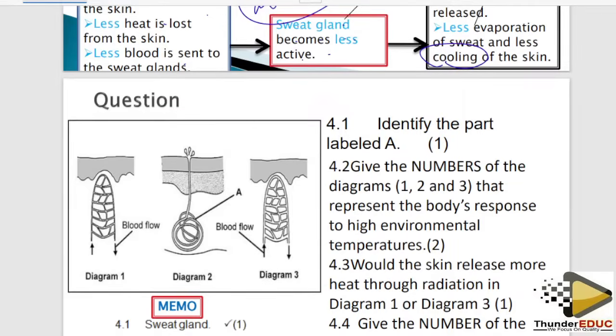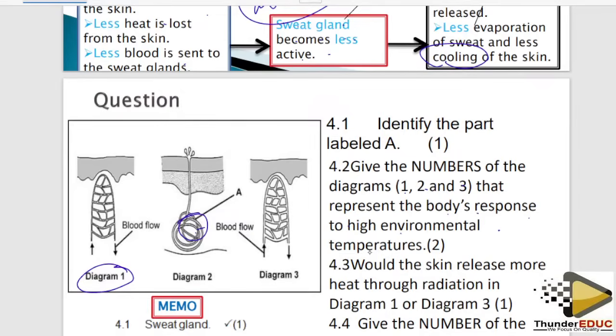All right, let's go through this. And then we say that. Identify the part labeled A. Where is A? A, yes, we have said it, that it is the sweat gland. Yes. Give the number of the diagram 1, 2, 3. 1. Give the number of the diagram 1, 2, 3 that represents the body's response to high environmental temperatures.